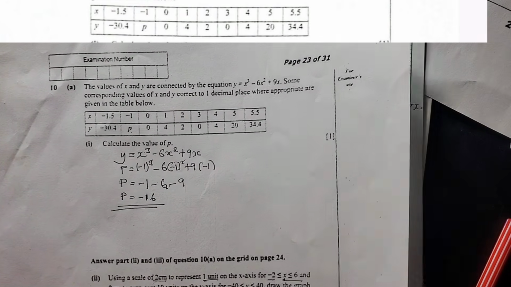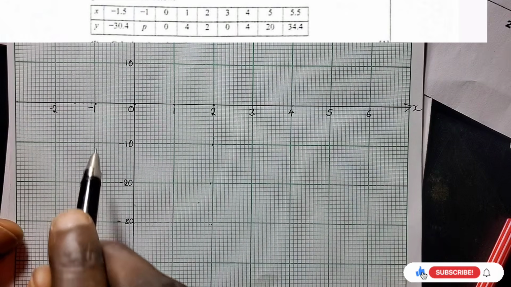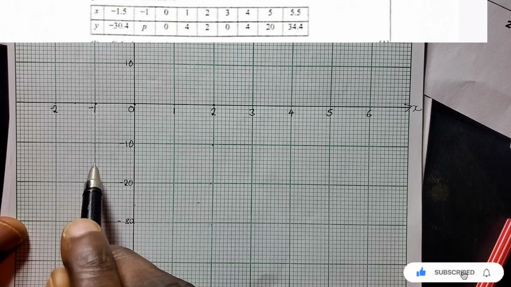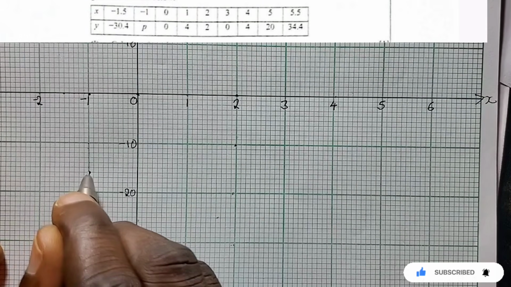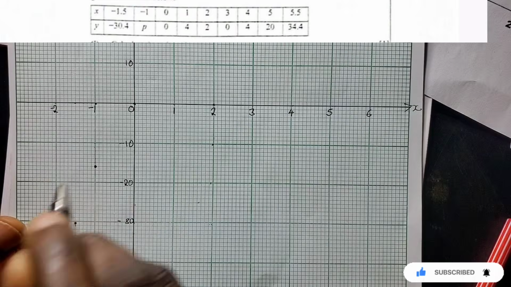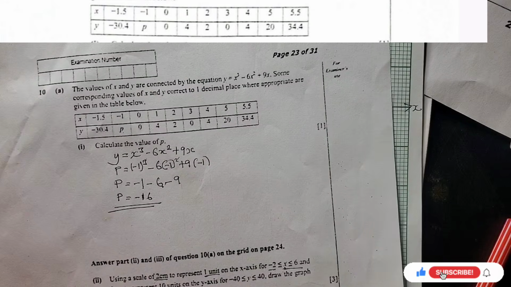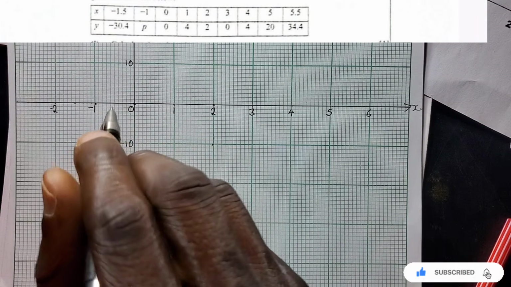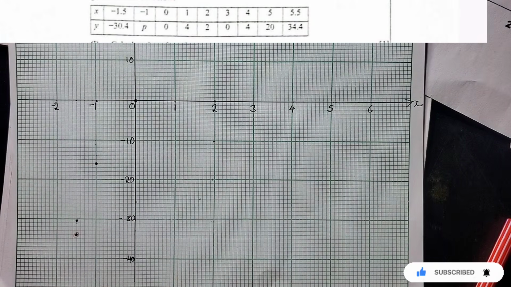Now, the next coordinate here is -1, p, and p we found to be 16. So -1, 16. So -1 is here, 16. 10 is here, 11, 12, 13, 14, 15, 16. So 16 is here. This is where 16 is exactly. Okay, so we have 2 coordinates so far. Let's go to the next. 0, 0. Okay, 0, 0 is just here. That's where 0, 0 is.